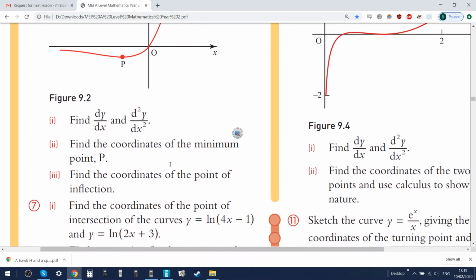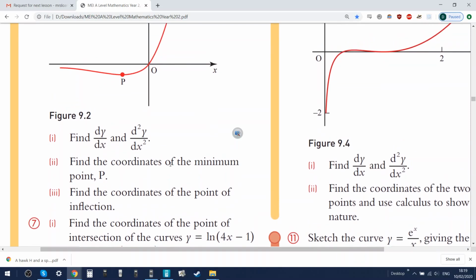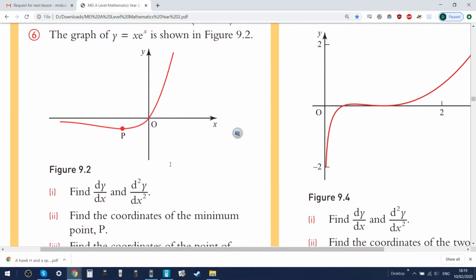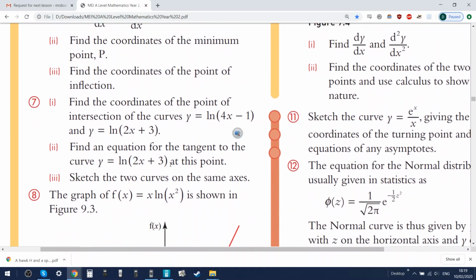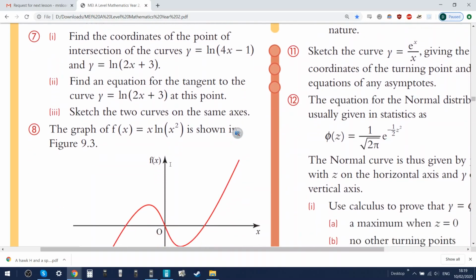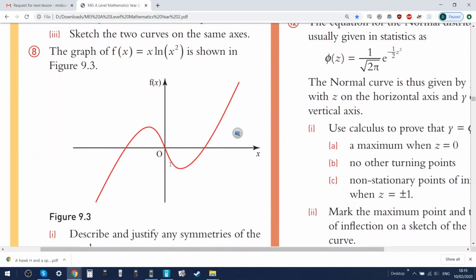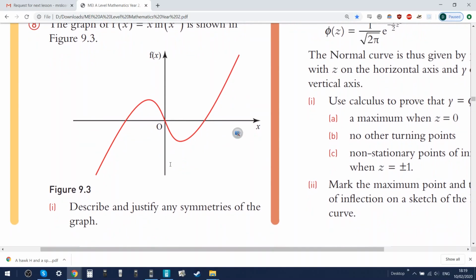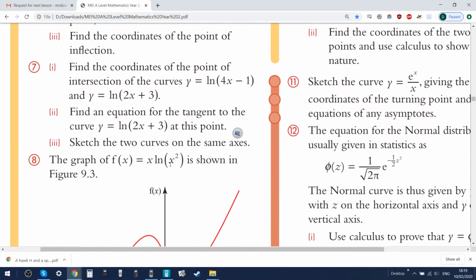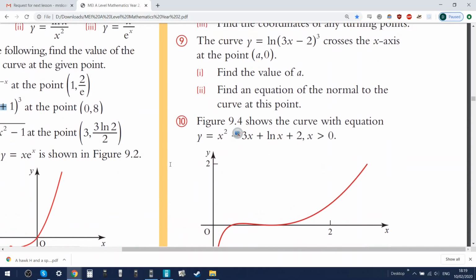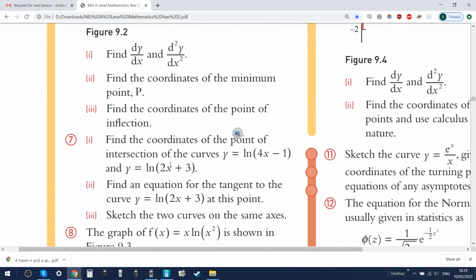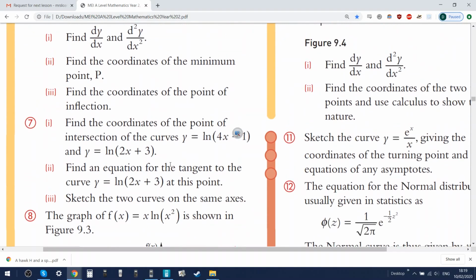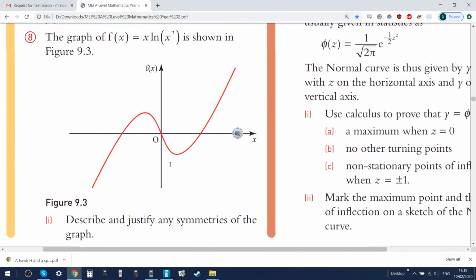Would this one be product rule? And then that one will be product rule. I'm pretty confident that you're going to be fine with that. It's not tricky. So this one might be worth something. Let me see, 8. If they ask us to differentiate that, and then find the coordinates of any turning points. This one might be worth doing.